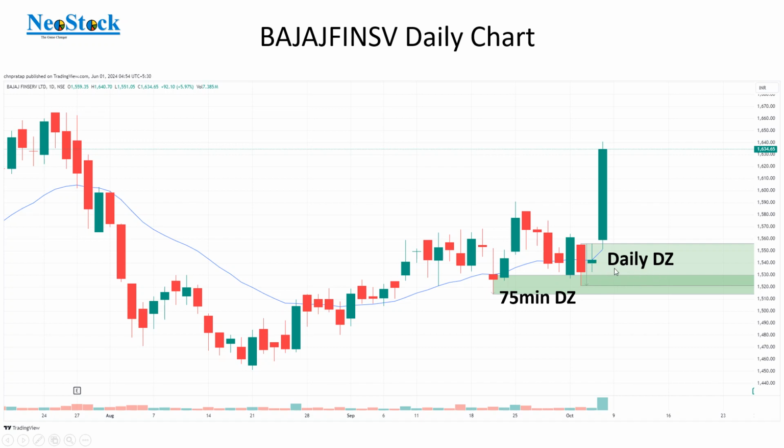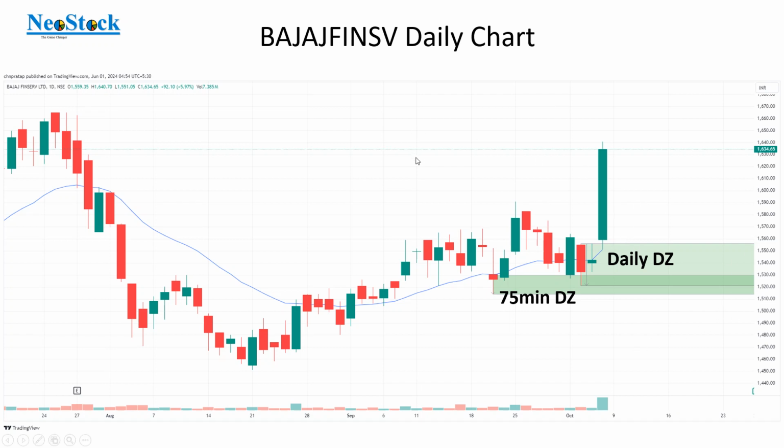Now if you look into this daily demand zone, from where did it pick up the orders? It picked up the orders from the 75 minutes demand zone, which is the lower time frame demand zone. So this is our new strategy. The 75 minutes demand zone is the origin for the creation of this daily demand zone. Because this is the origin, it will have a strong institutional order flow. Now let us see what will happen next time when prices are entering.